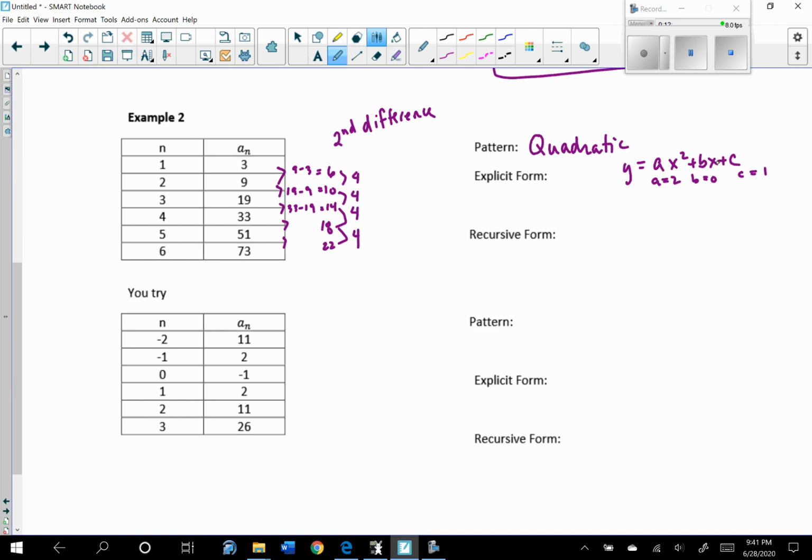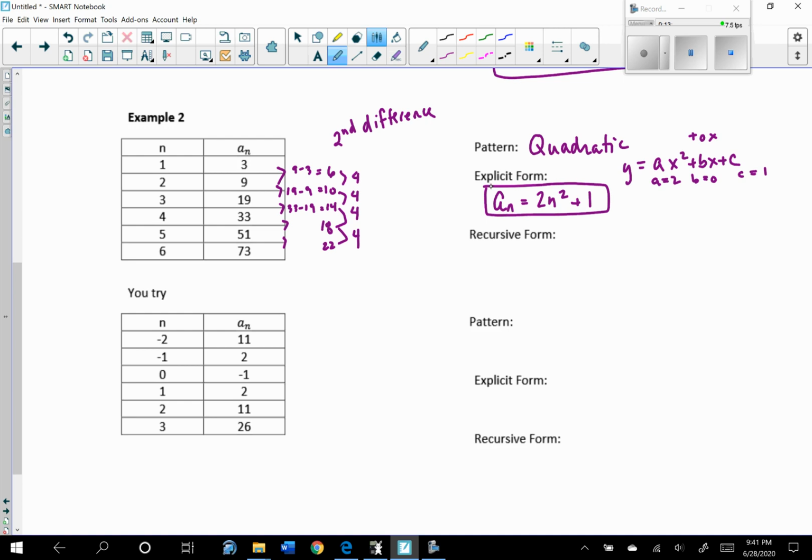Again, we don't want to use this notation. We want to use our notation for recursive and explicit form. So a sub n is equal to 2n squared. We don't need to write plus 0x, so we can leave that out. So C is 1, so plus 1. That is our explicit form.